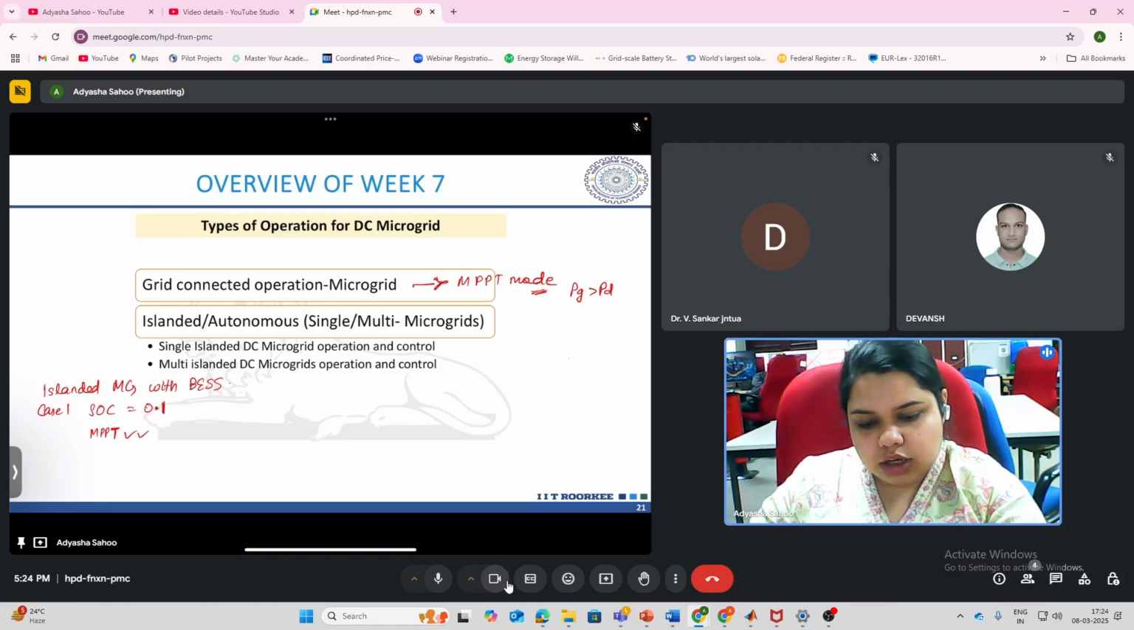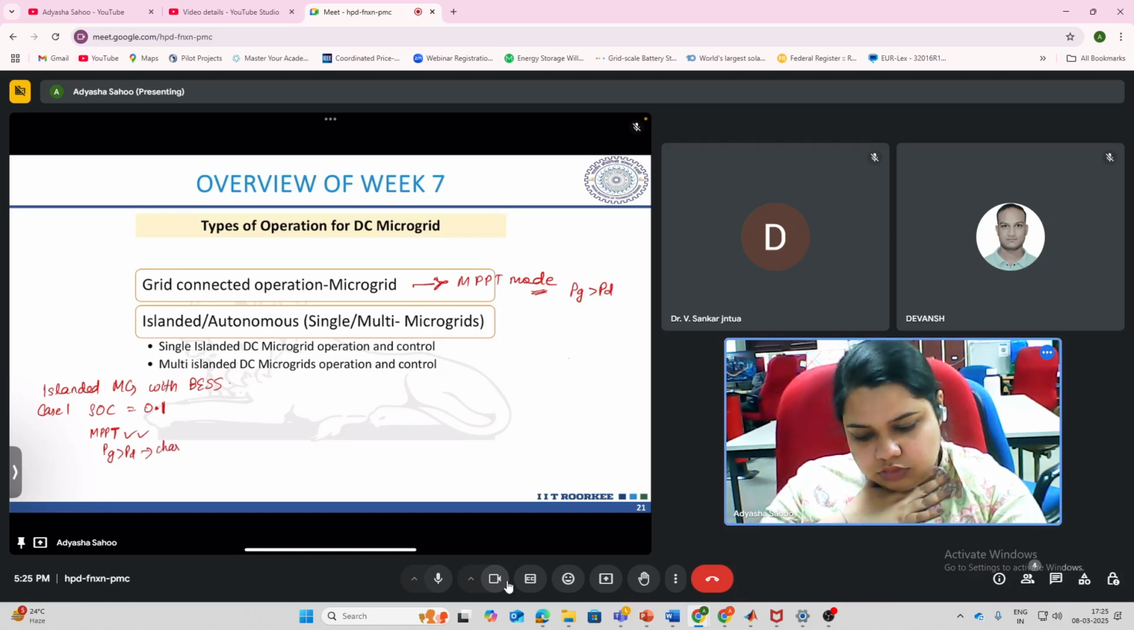If your PG is greater than PD, you can charge your batteries. You can charge your BESS. But if PG is less than PD and your SOC is not enough to meet the load, then you have to go for load curtailment here because you do not have enough power with you.